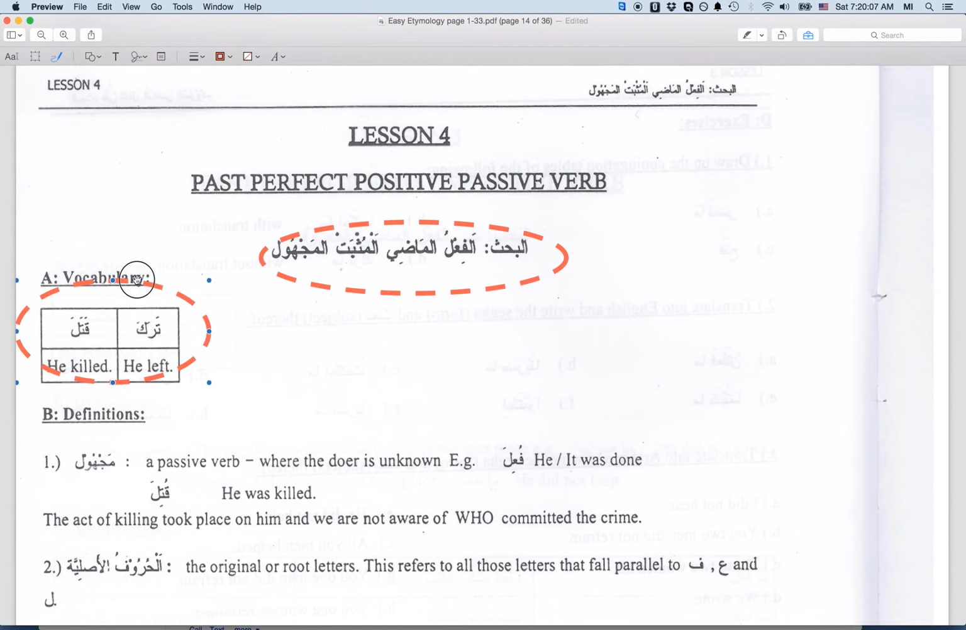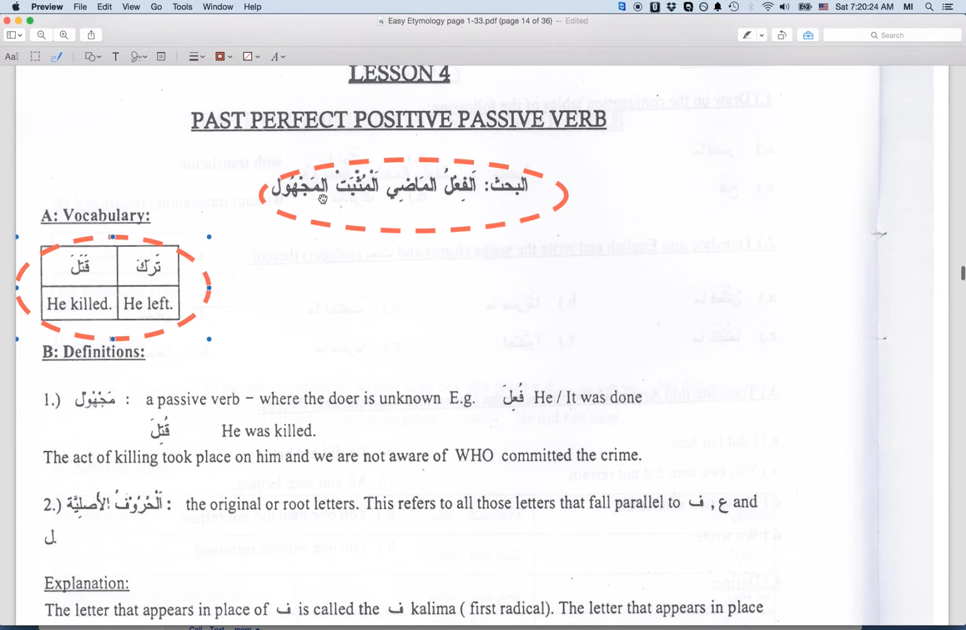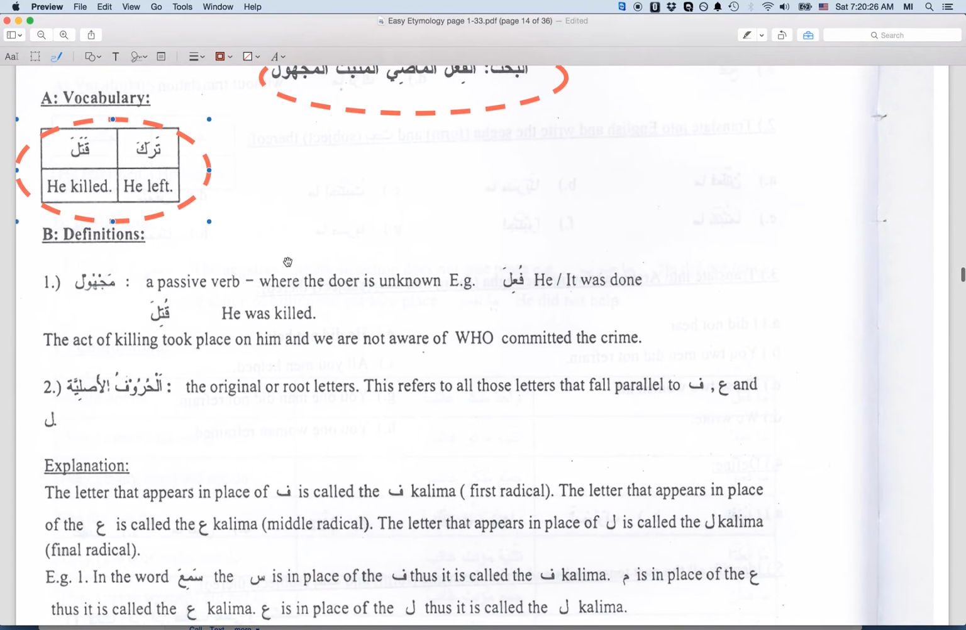Taruka means he left, he, one man, left, واحد مذكر, and قتل واحد مذكر also, he killed. Now if we said he was left or he was killed, it would be turika and qutila. So let's go down this list real quick.